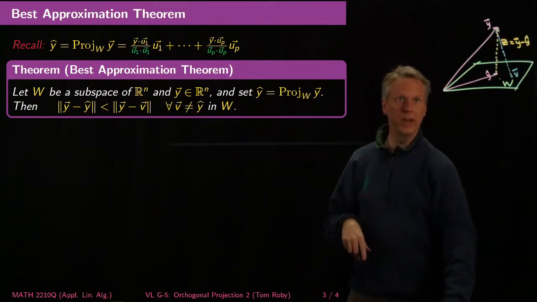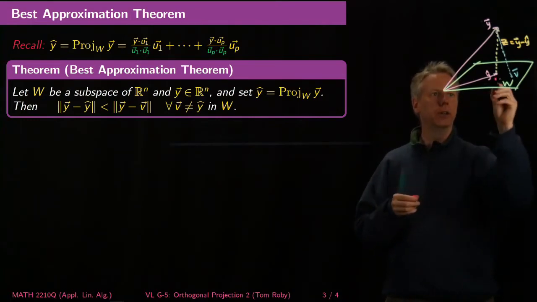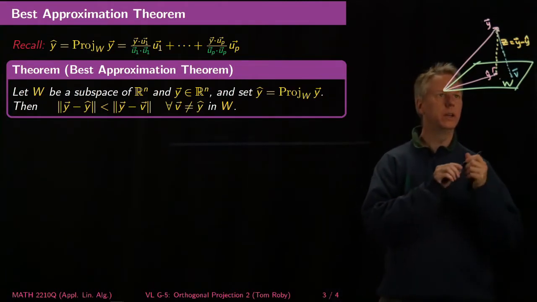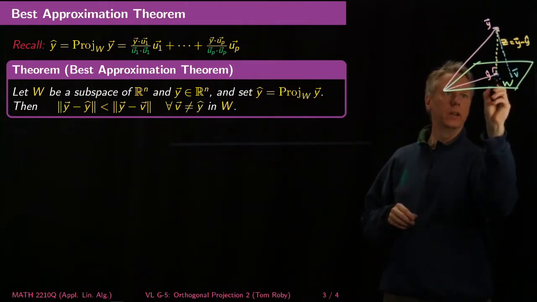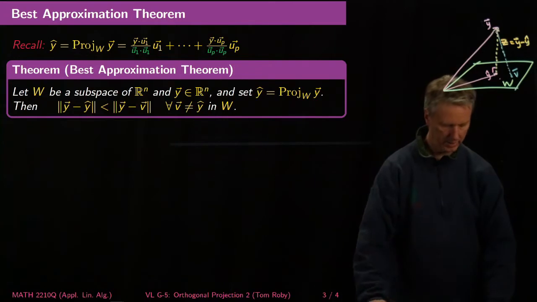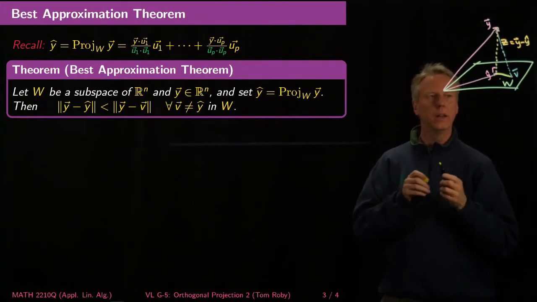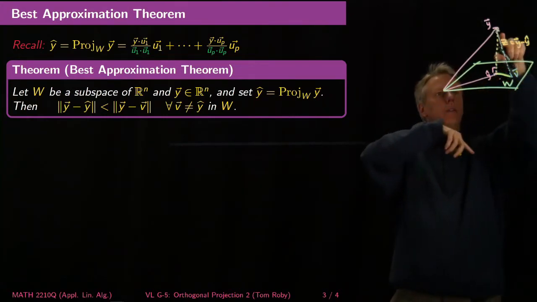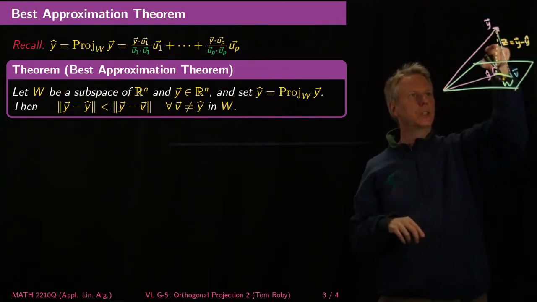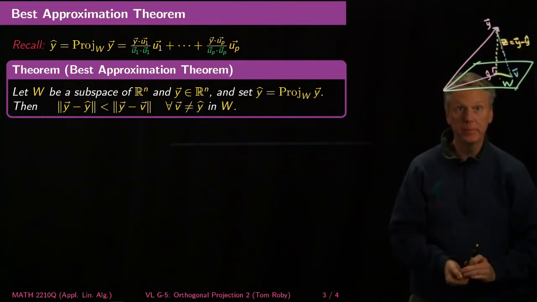The proof of it isn't hard at all. Just to get a sense of the picture, we know that this is a right angle. If we look at this other vector here, by the Pythagorean theorem, this blue vector is going to have length equal to the sum of the squares of the lengths of these, and that means it has to be bigger. But let me do that carefully for you right now.